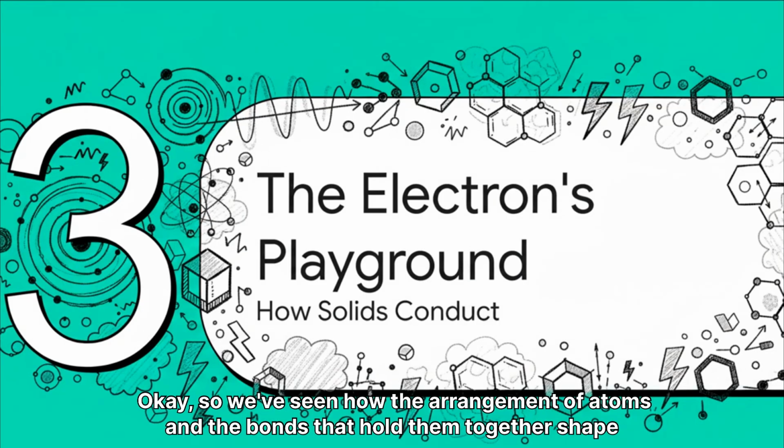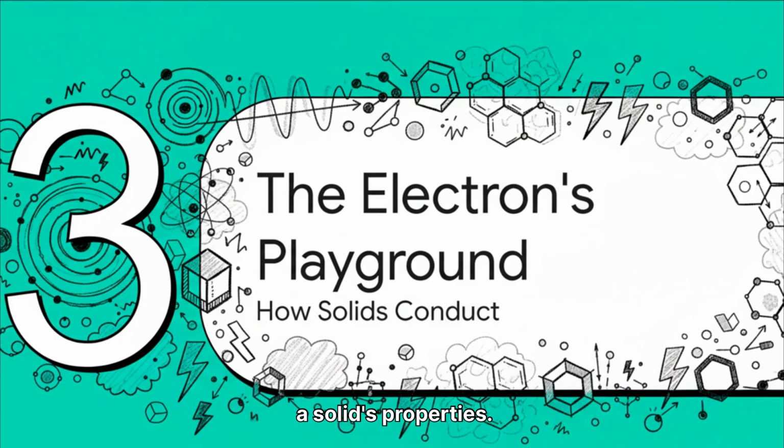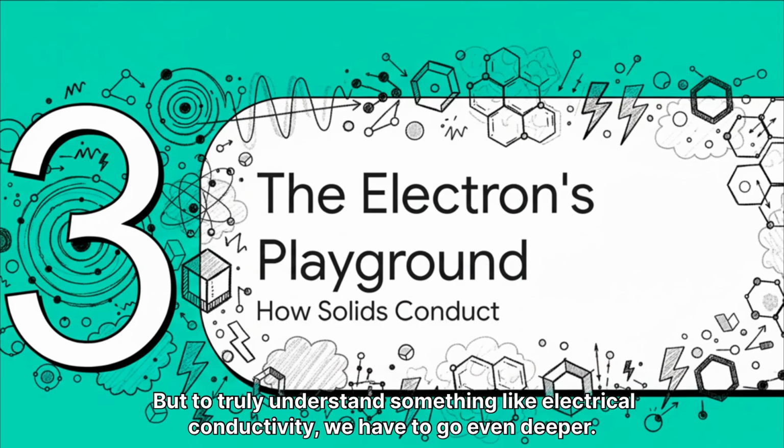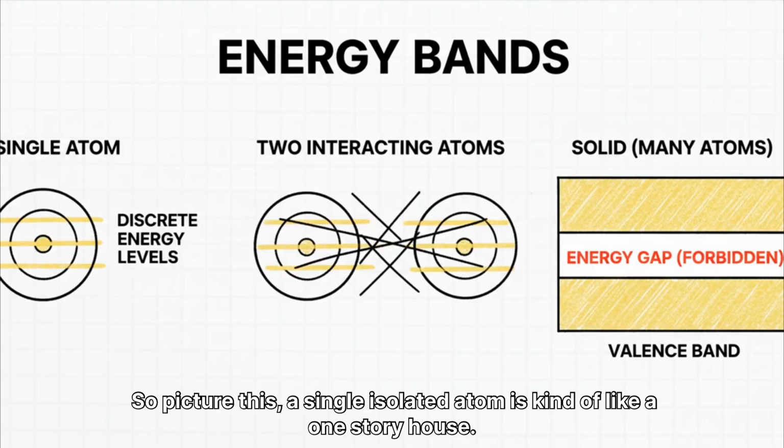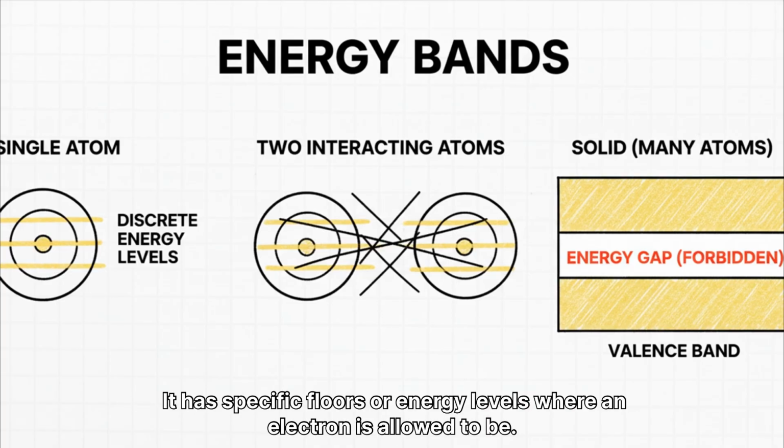Okay, so we've seen how the arrangement of atoms and the bonds that hold them together shape a solid's properties. But to truly understand something like electrical conductivity, we have to go even deeper. We have to enter the strange and wonderful world of quantum mechanics. So picture this. A single isolated atom is kind of like a one-story house. It has specific floors or energy levels where an electron is allowed to be.